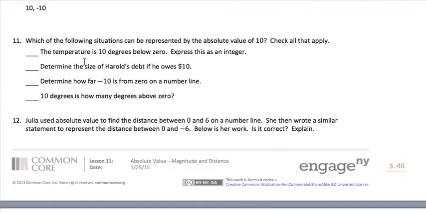The second one, determine the size of Harold's debt if he owes $10. The size suggests that we are looking for its magnitude. So this one is showing absolute value. The next one, determine how far negative 10 is from 0 on a number line. And again, they're not asking us which direction, so it is also showing absolute value. And finally, 10 degrees is how many degrees above 0. Again, it's looking for a magnitude, so this as well is absolute value.